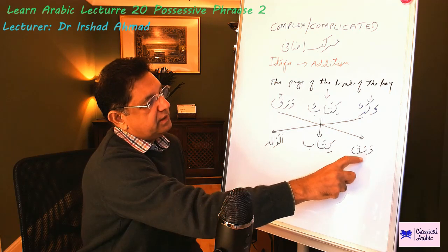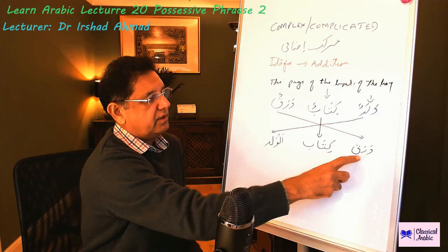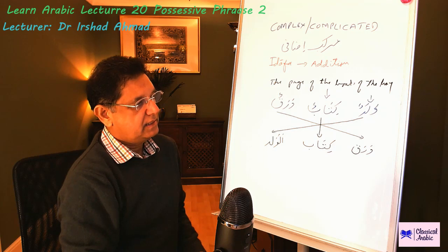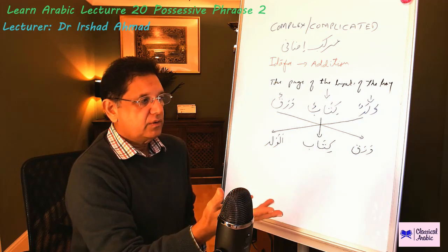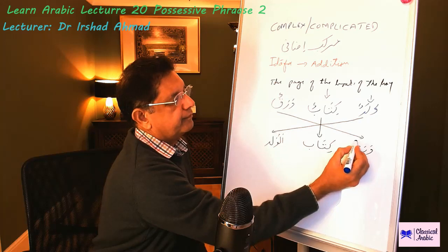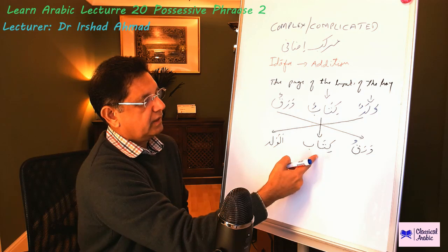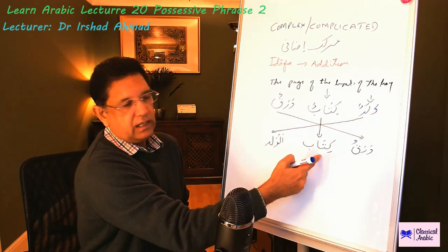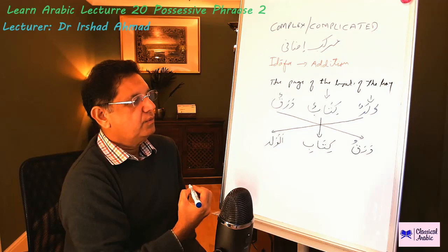Now what about the i'rab? This is the first word in this idafa. The first word in idafa can take any i'rab depending on its position or place in a sentence, but its default i'rab is going to be rafa. So that will be waraku. Now the page of the book. The book is mudaf ilayh here. This is mudaf, this is mudaf ilayh. And because this is mudaf ilayh, this will be majroor. Waraku kitabi.